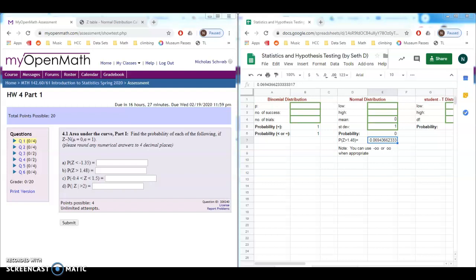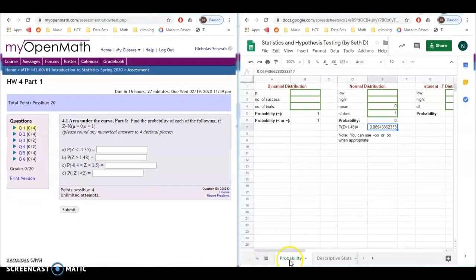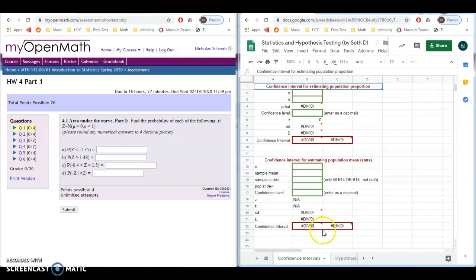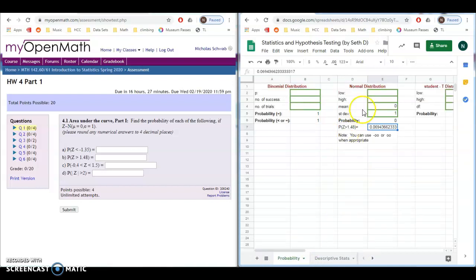There's a whole bunch of different tabs down here. Oh, you can't see them all. We mostly care about the probability right now. You could also do descriptive statistics or confidence intervals. We'll get to that stuff later, but let's look at the probability right now.